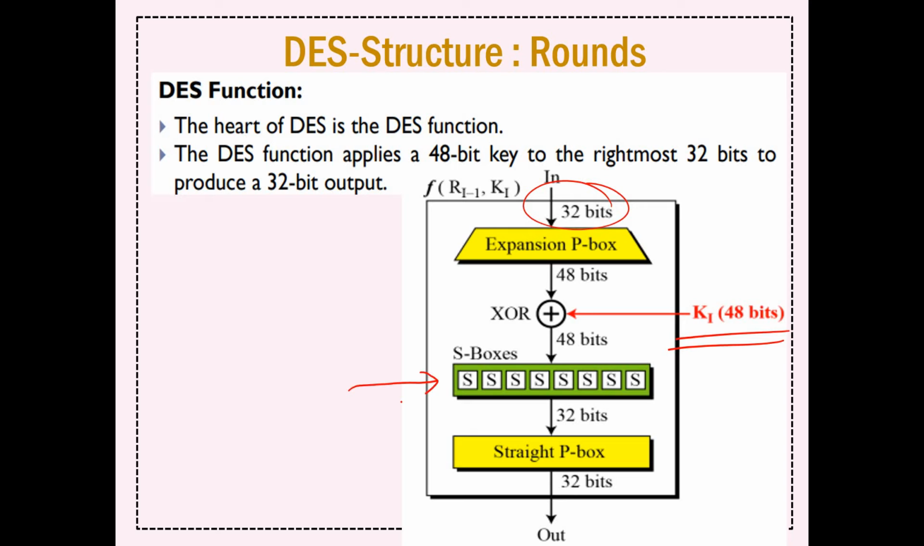We now know about this S-box. And we now know that there might be some permutation table over here. And finally, we are getting this 32 bits over here. This 32 bits again will get XORed with the left-hand side 32 bits. And that's why we will get a plain text of 64 bits once again.